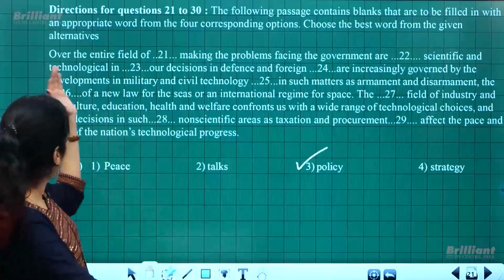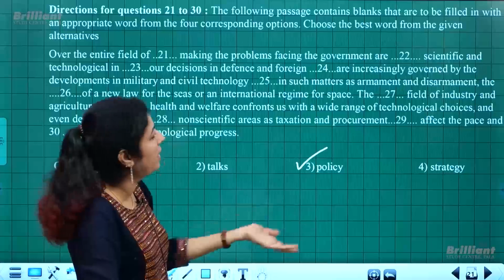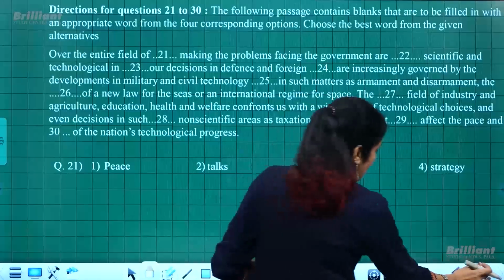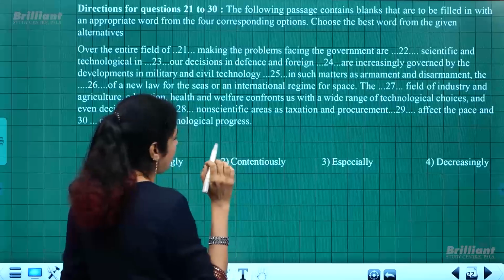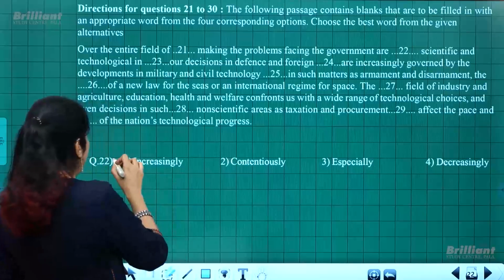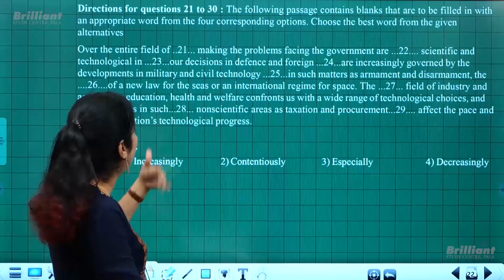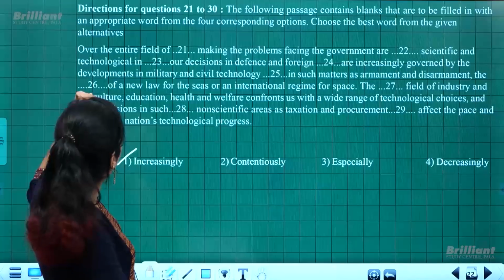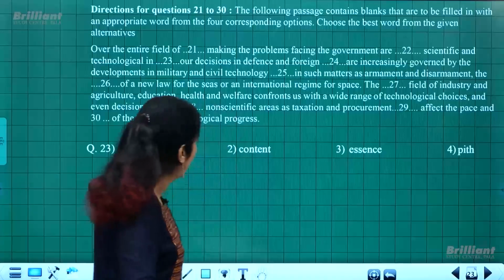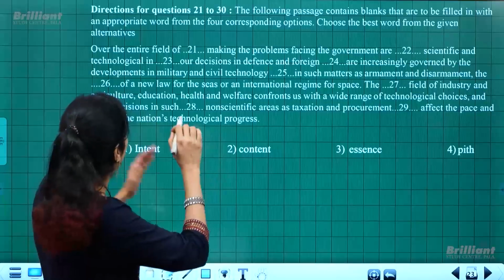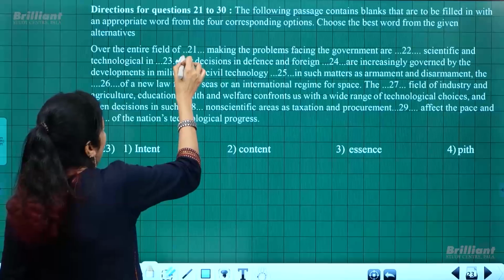Okay, so over the entire field of policy making, the problems facing or faced by the government are, then what is the option? Are increasingly scientific and technological. Not our decisions, I'm sorry. Here actually there is a full stop, and this is a fresh sentence.